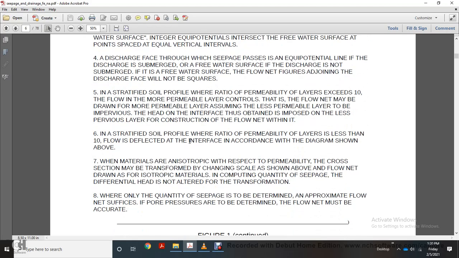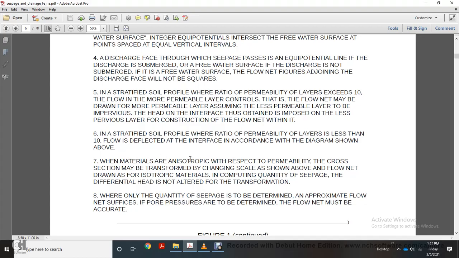In a saturated soil profile where the ratio of permeability of layers exceeds 10, the flow of the more permeable layer controls, that is, the flow net may be drawn within the more permeable layer, assuming the less permeable layer to be impervious. The head at the interface obtained is imposed on the less pervious layer in constructing the flow net within it. In a stratified soil profile where the ratio of permeability of layers is less than 10, flow is deflected at the interface, as shown in the diagram above.